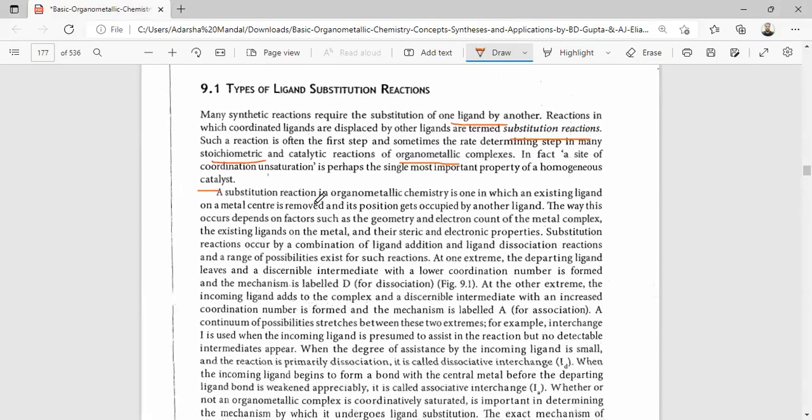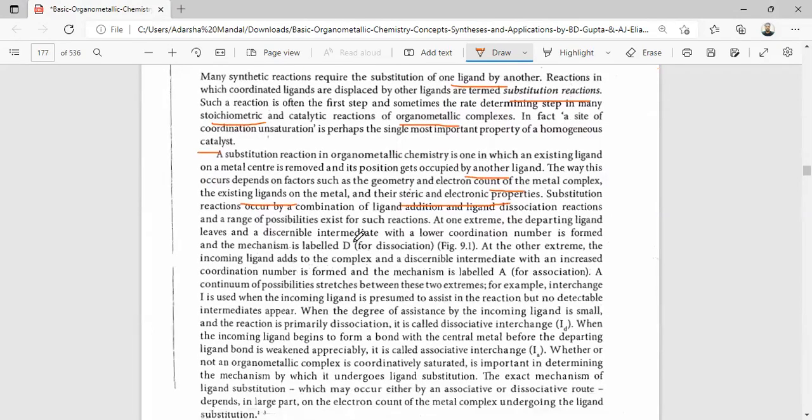A substitution reaction in organometallic chemistry is one in which an existing ligand on a metal center is removed and its position gets occupied by another ligand. The way this occurs depends on factors such as the geometry and electron count of the metal complex, the existing ligands on the metal, and their steric and electronic properties. Substitution reactions occur by the combination of ligand addition and ligand dissociation, and a range of possibilities exists for such reactions.